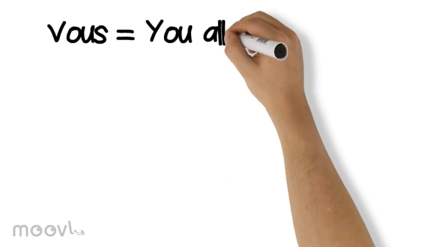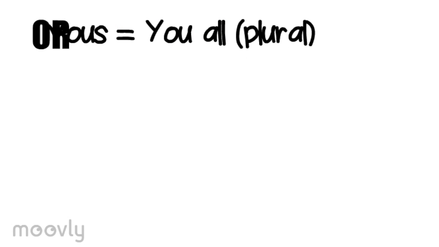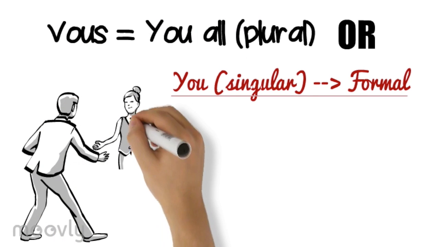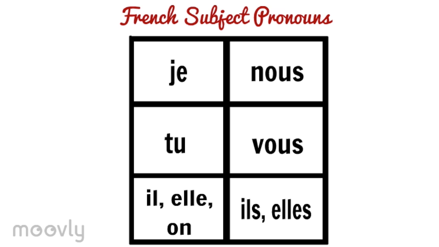Finally, vous. It's on the plural side of our chart because it does mean you all or you guys. But it can also be singular when used to talk to a person you show respect to. A good rule is that if you would refer to the person as Mr. or Mrs. and their last name in English, use vous instead of tu when you talk to them in French. That should do it. Here they are.